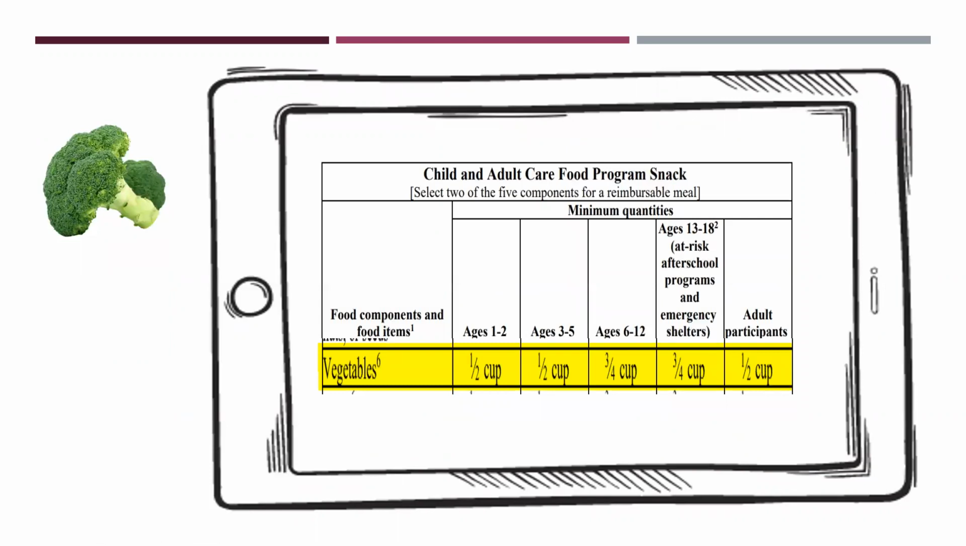The minimum amount of vegetables that must be offered for snack is larger than those offered at any of the other meals. Ages 1 through 5 must be offered a half a cup. Ages 6 through 12 must be offered 3/4 of a cup. Ages 13 through 18, also 3/4 of a cup. And adult participants, a half a cup.